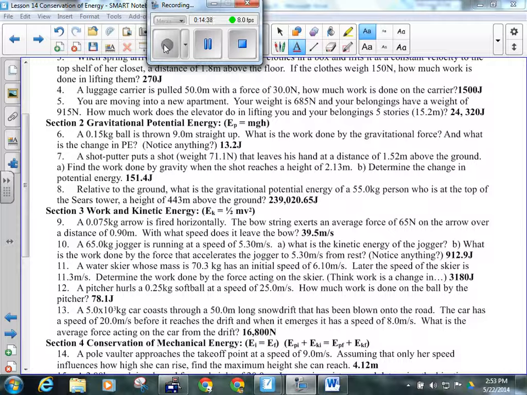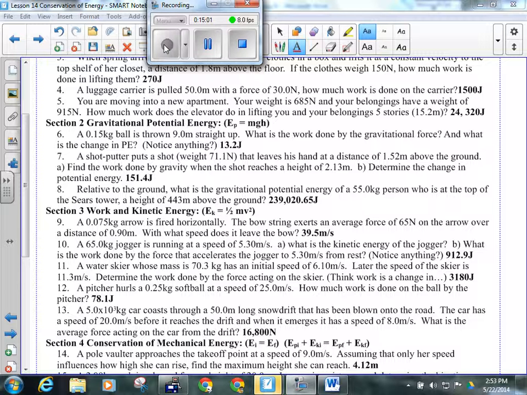Well, have you had to do work against gravity right from ground level if you're throwing a shot put? Yes, you have to pick it up, right? First you pick it up and bring it to 1.52 meters, and then you throw it up to 2.13 meters. You're doing work against gravity the whole time. So this number here, 151.4, is the answer to number 1, the work done by gravity in reaching 2.13 meters.